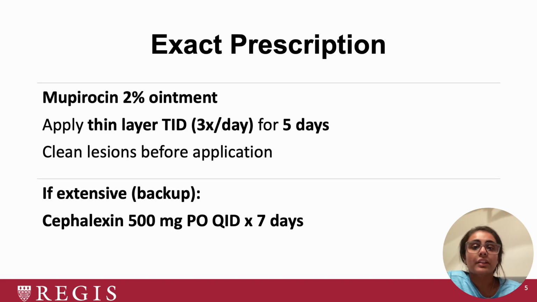For this patient, the exact prescription would be 2% mupirocin. The patient would apply a thin layer on the affected area 3 times a day for a duration of 5 days. It is important to gently cleanse the lesion before applying the medication to enhance effectiveness. If the infection were more extensive or not responsive to topical therapy, an alternative would be cephalexin 500 milligrams taken orally 4 times a day for 7 days.